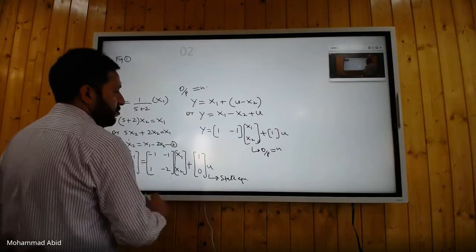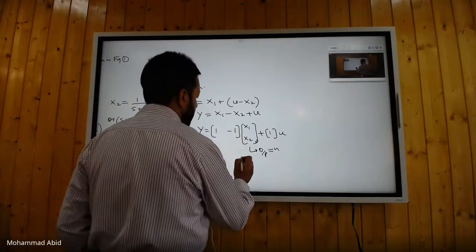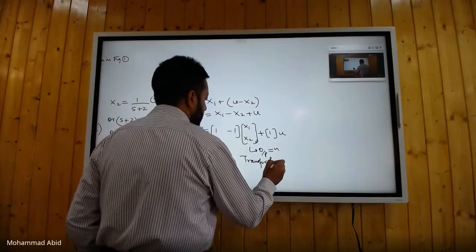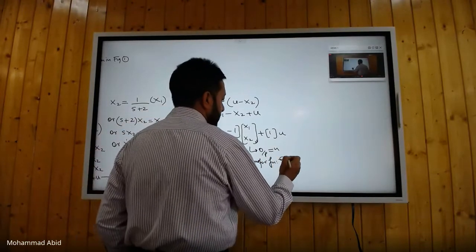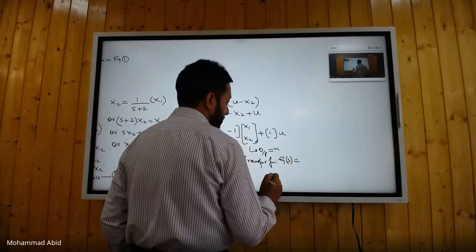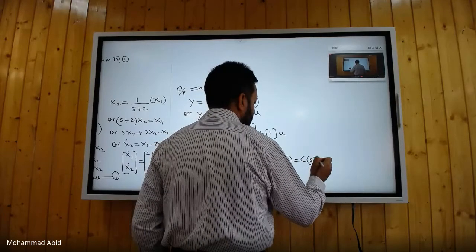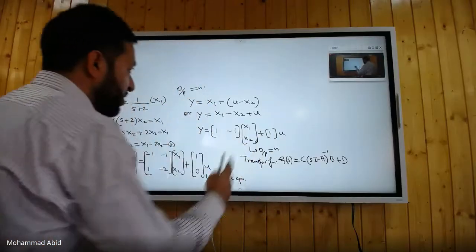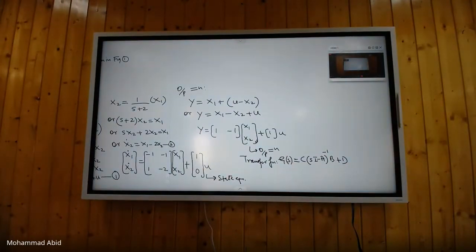अगर मैं इसका ट्रांसफर फंक्शन ऑब्टेन करूं क्या होगा वो? What's the formula for that? Formula for that is G(s) is equal to C into (sI minus A) inverse of B plus D. Just do this and tell me what will be the transfer function of this.